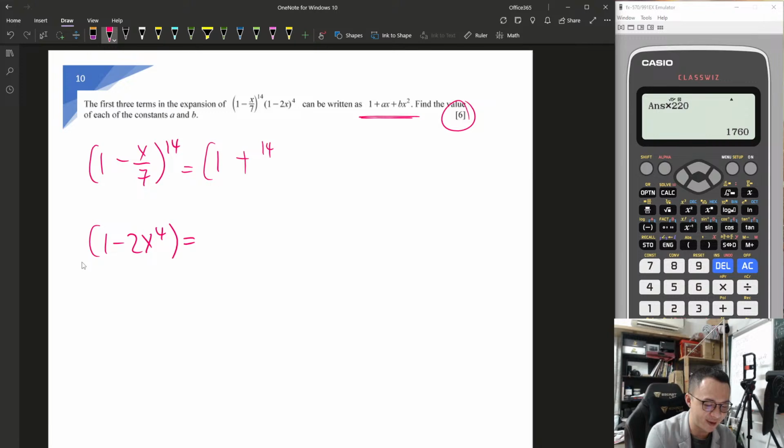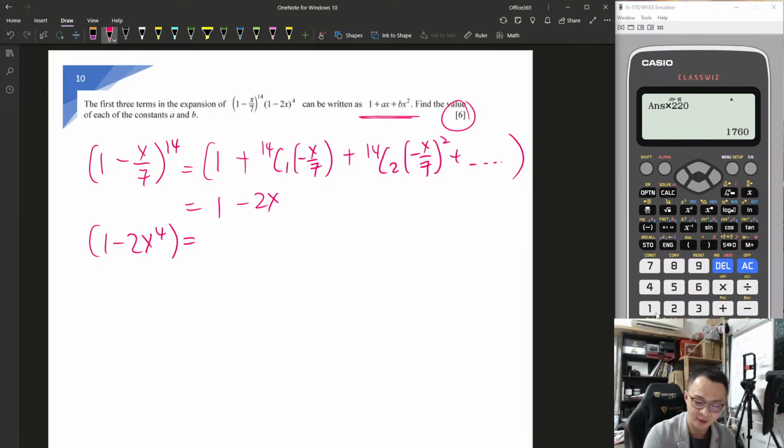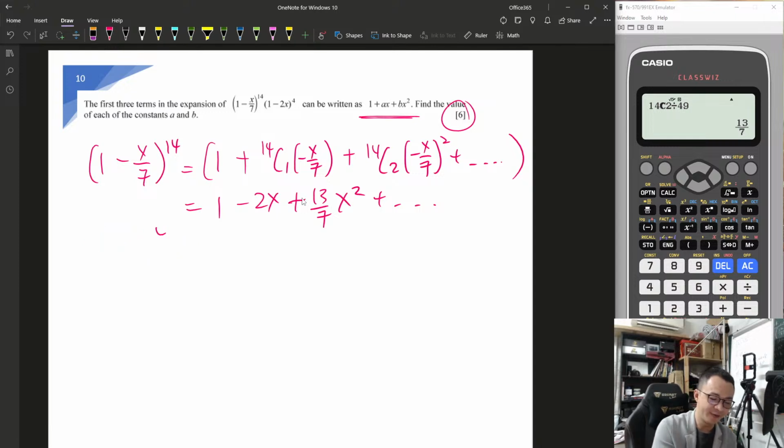Okay, so the first term is 1. Then we'll have 14c1 times negative x over 7, plus 14c2 times negative x over 7 squared. Okay, I will stop here, even though there are still a lot of other terms. This is minus 2x, plus 14c2 divided by 49, because 7 squared is at the bottom. So I will have plus 13 over 7 x squared, plus dot dot dot. This is after I expand the first one.